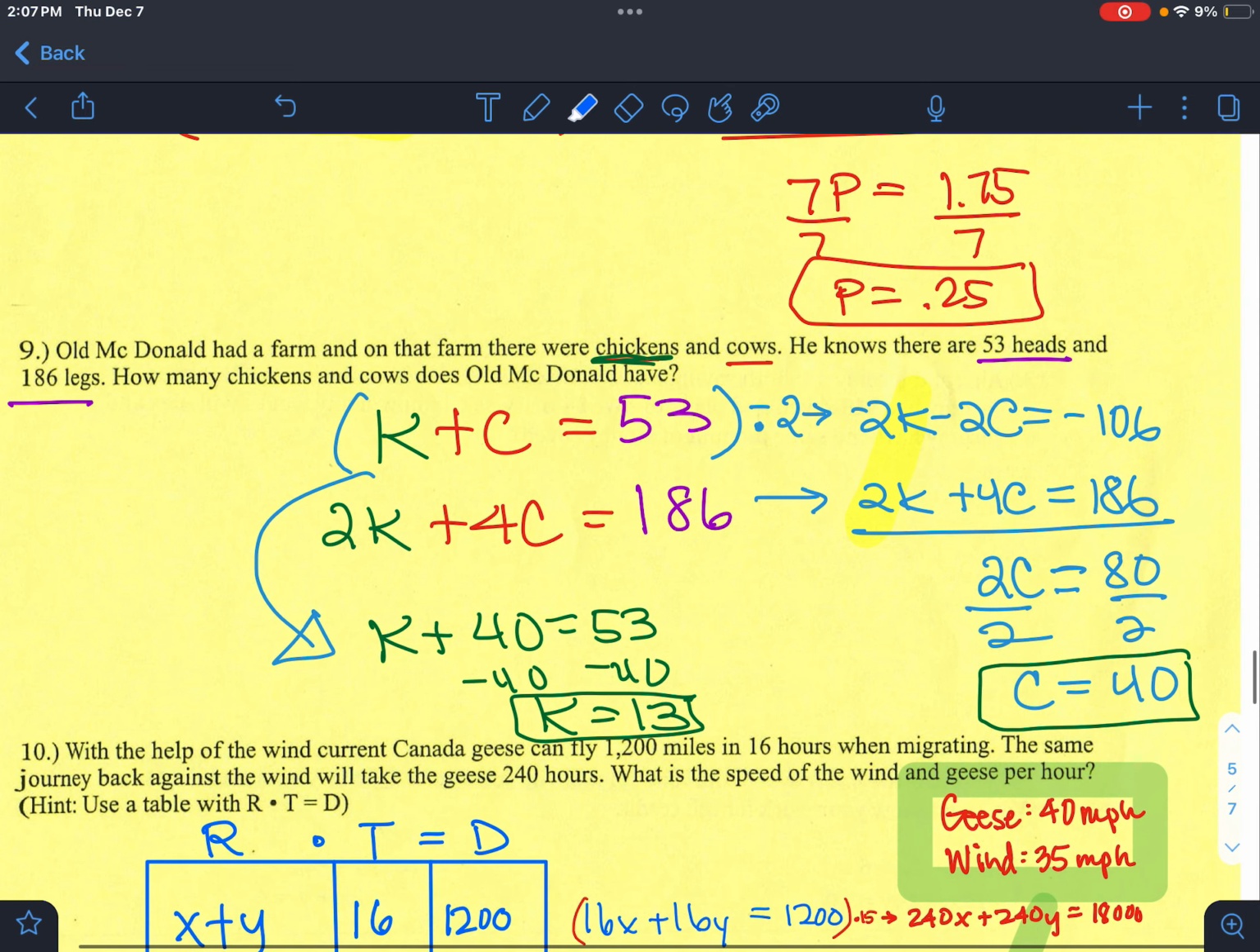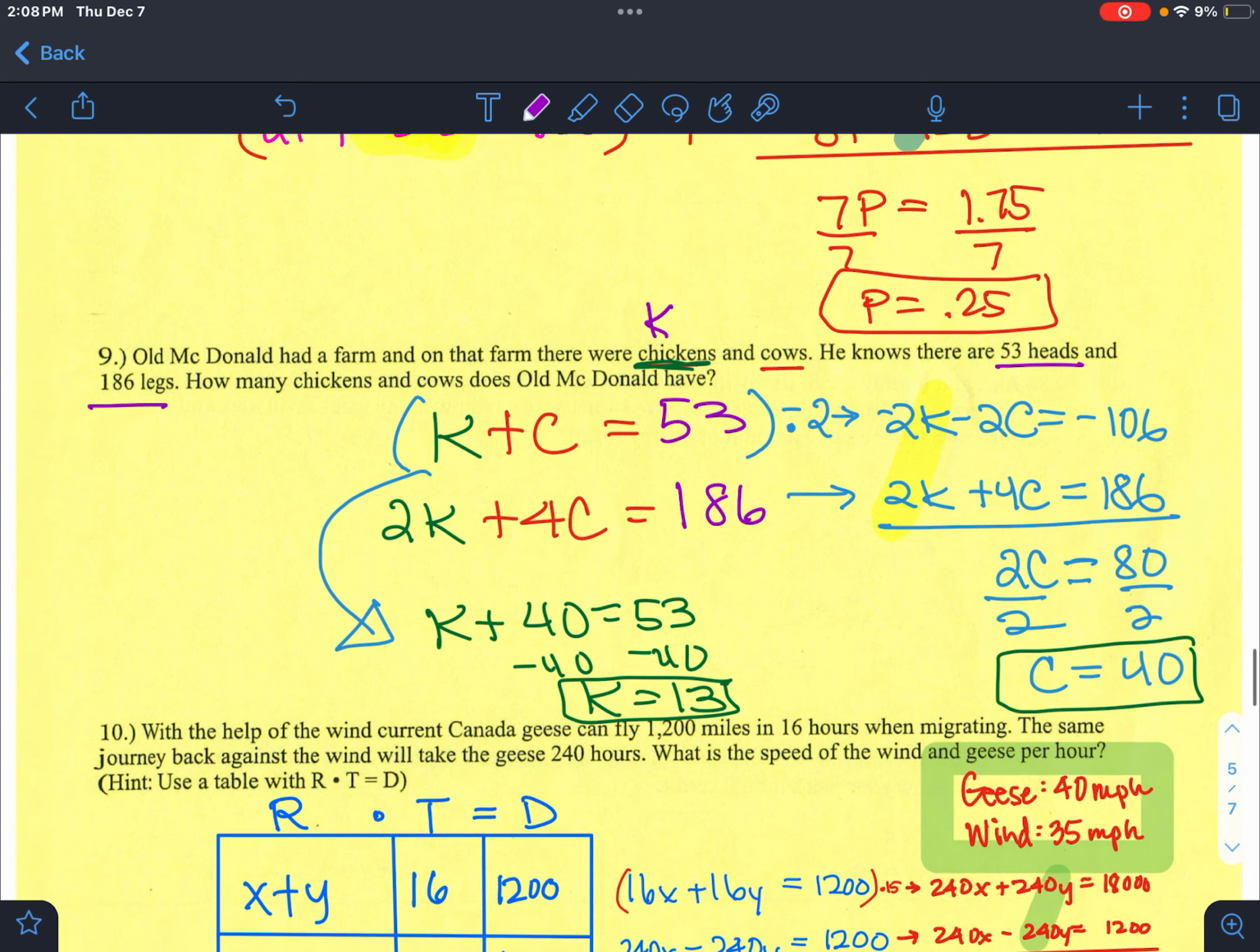On number 9, we have Old MacDonald had a farm, and on this farm were chickens and cows. I went ahead and used K for chickens because I didn't want to have 2 C's. So chickens plus cows is a total of 53 heads, right? Because every animal has 1 head. And then chickens have 2 legs, where cows have 4 legs.